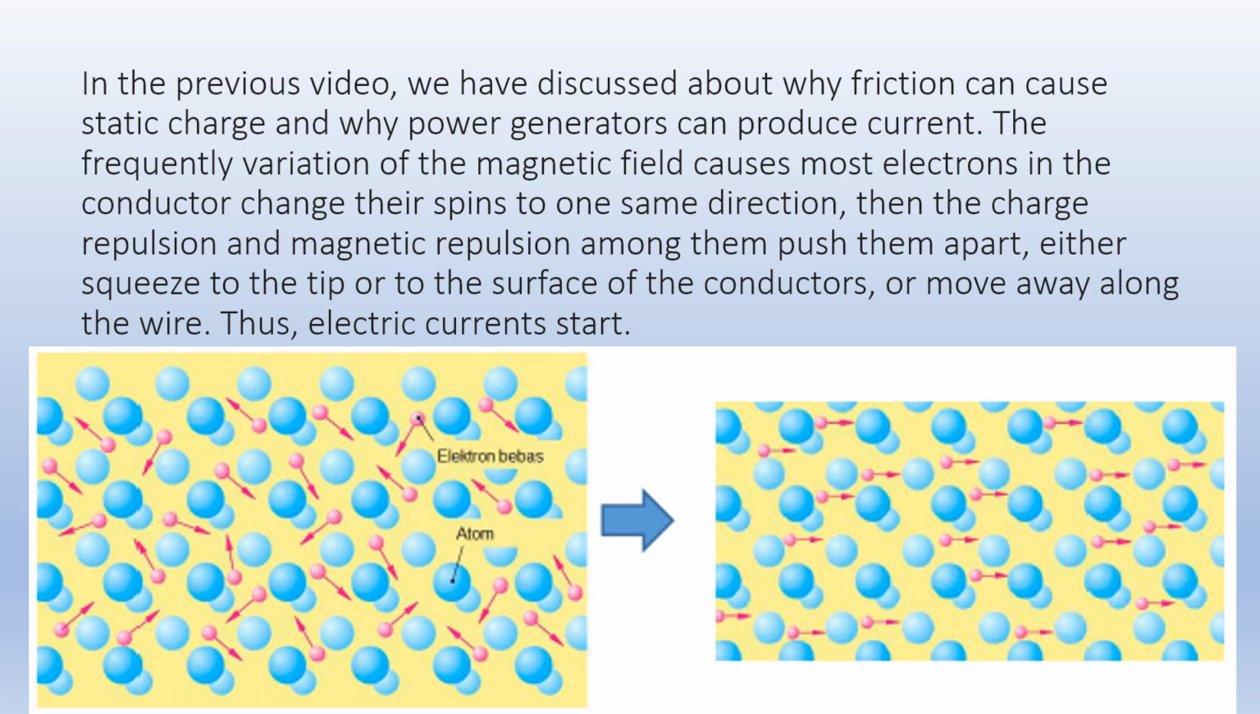In the previous video, we discussed why friction can cause static charge and why power generators can produce current. The frequent variation of the magnetic field causes most electrons in the conductor to change their spins to one same direction. Then the charge repulsion and magnetic repulsion among them push them apart, either squeezing them to the tip or to the surface of the conductors, or moving them away along the wire. Thus, electric currents start.